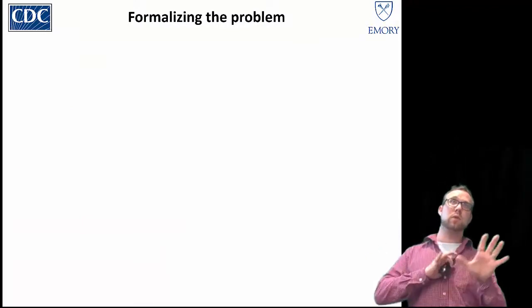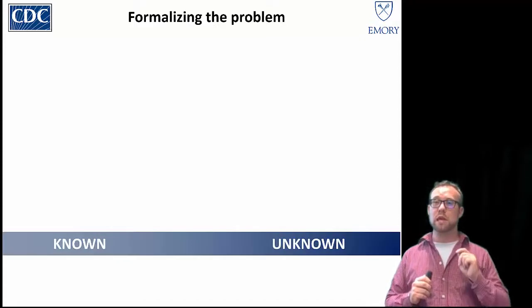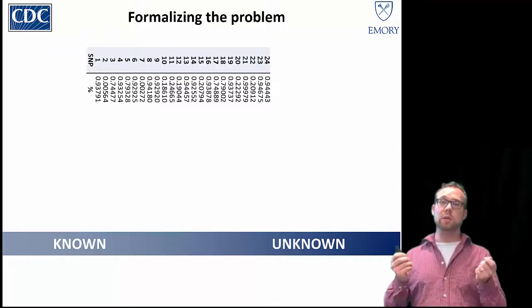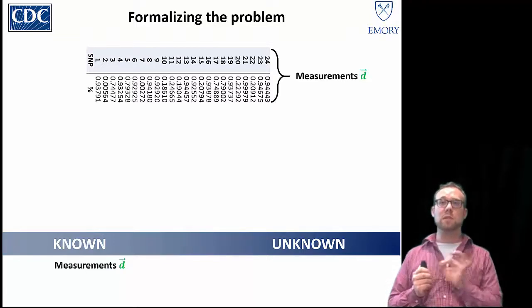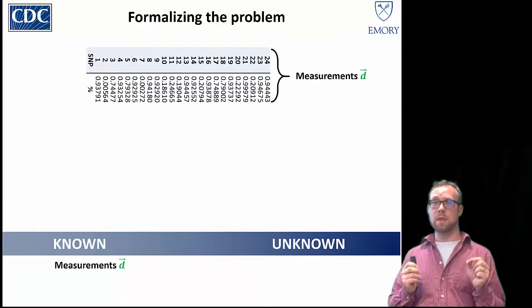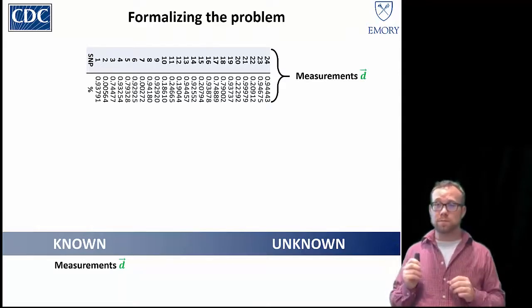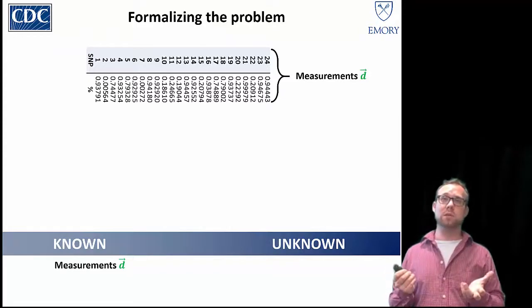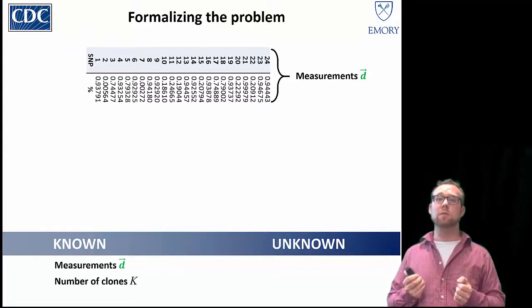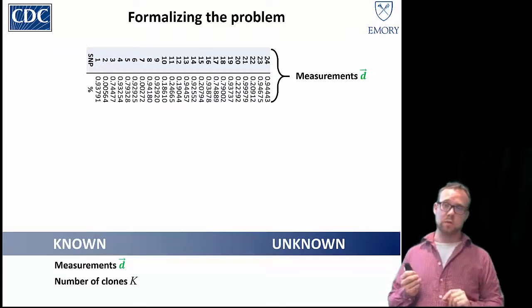So suppose that we look at what's known and what's unknown. Suppose the known quantity here is the SNP measurement from the multiplex PCR. And here are the different measurements for the 24 different sites. Suppose this is the vector D, and that it is known. Let's further assume that we also know how many clones there really were in the data. And let's call that number K, the number of clones K. Okay, we're going to remove this assumption in a little bit.